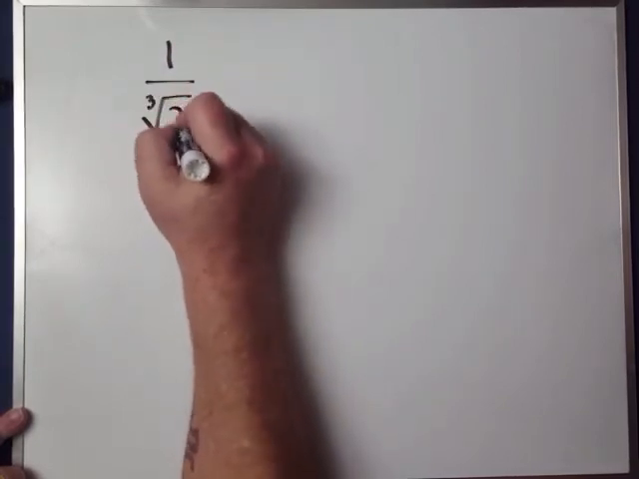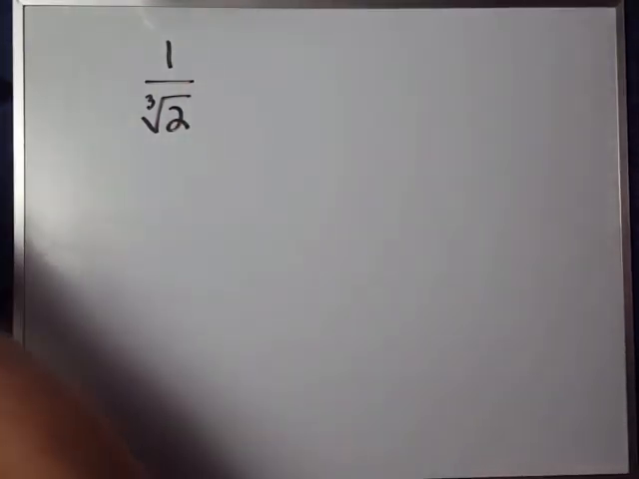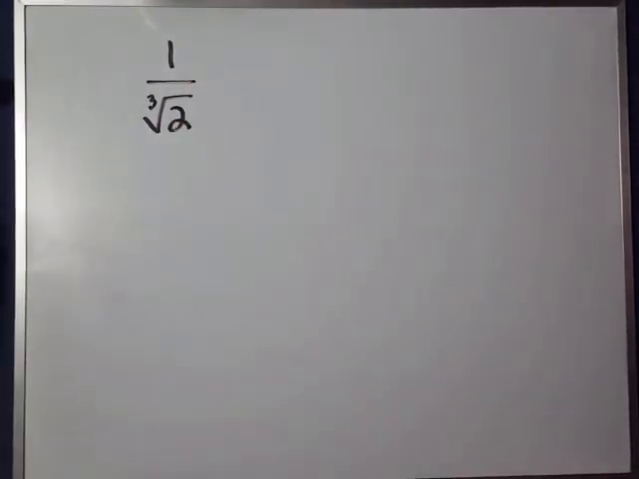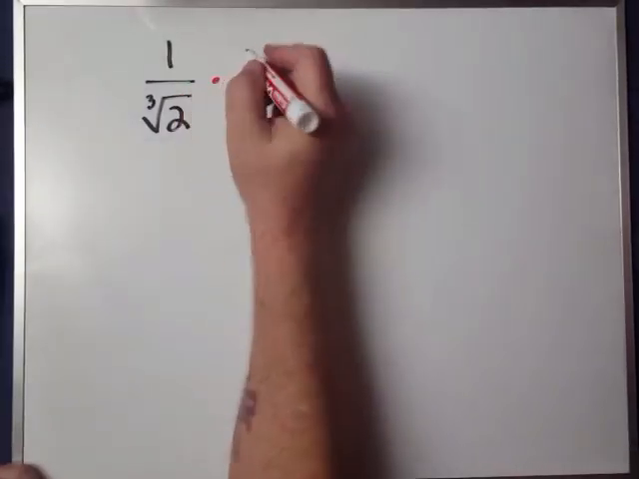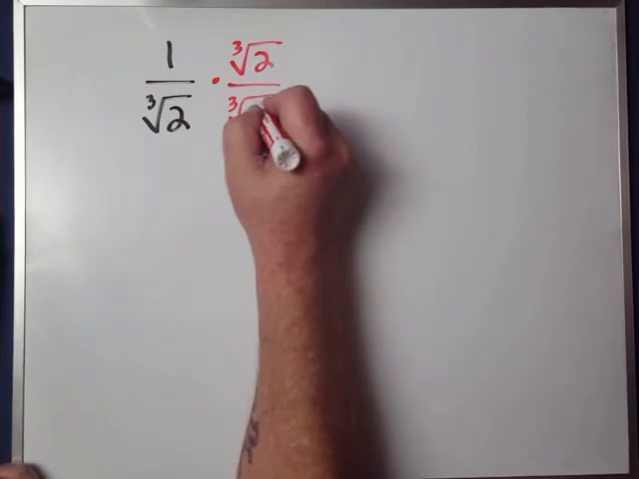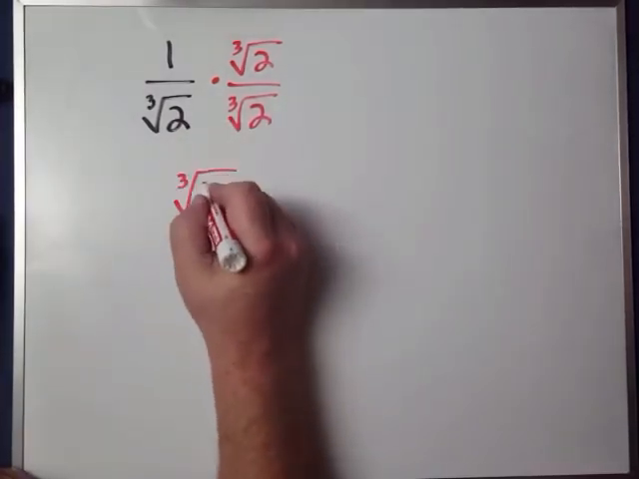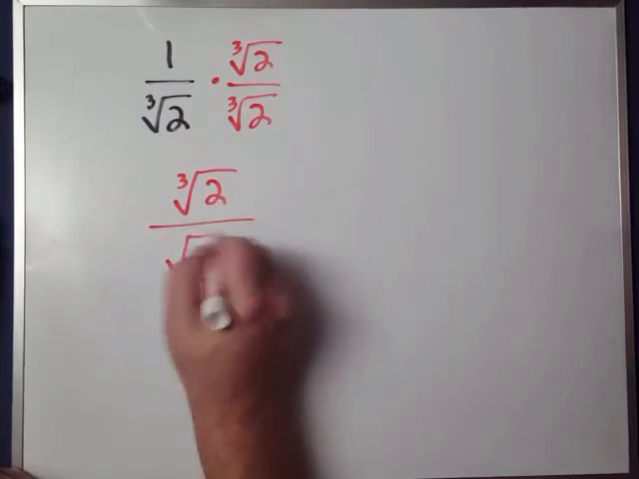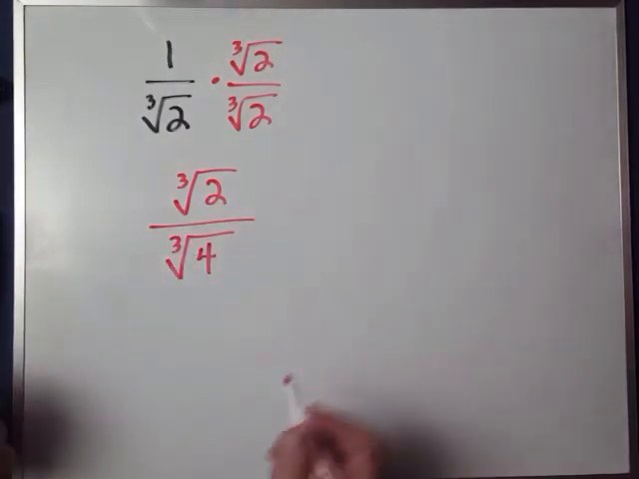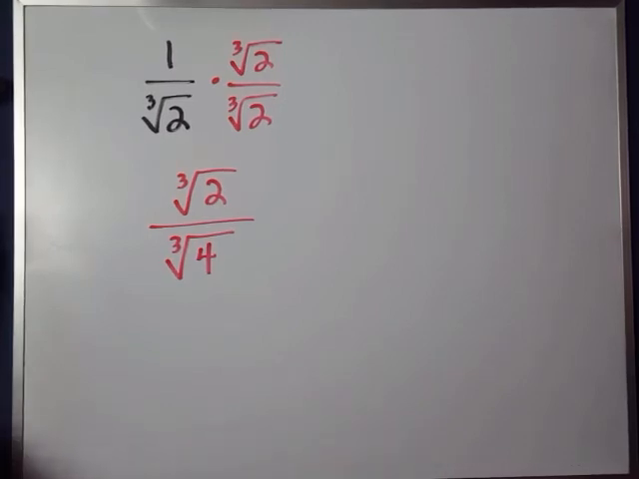Cube root of 2. Well, if I multiply the top and bottom, don't do this. If I multiply the top and bottom by the cube root of 2, it doesn't get me anywhere. That's going to give me a cube root of 2 over a cube root of 4. And cube root of 4 doesn't simplify any further. So that does not rationalize the denominator.